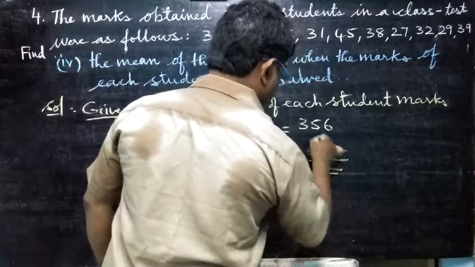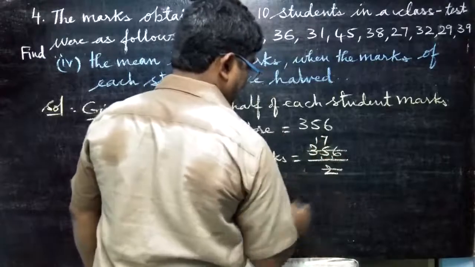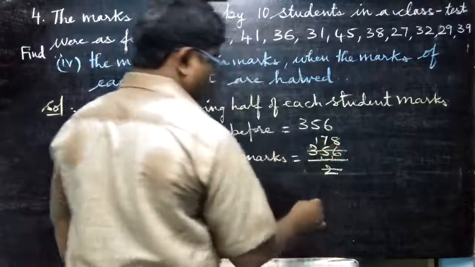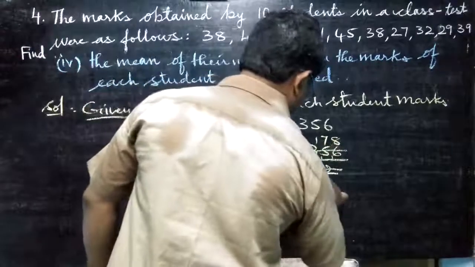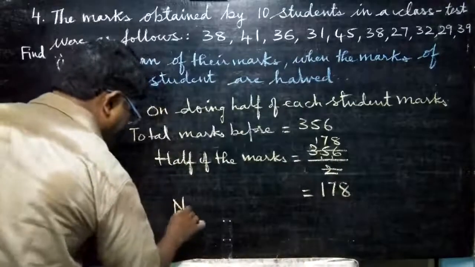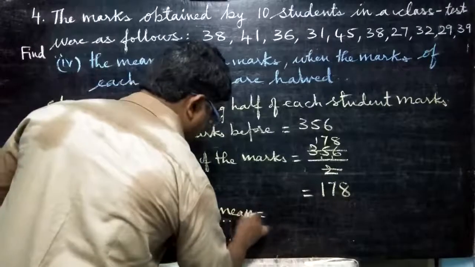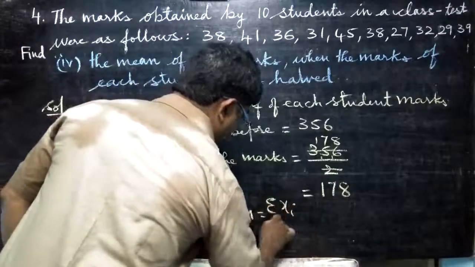2 ones are 2, here 1 remaining. 2 sevens are 14, 1 remaining. 2 eights are 16. So how much did we get? Half means 178. Now new mean. New mean is equal to the formula sigma xi by n.